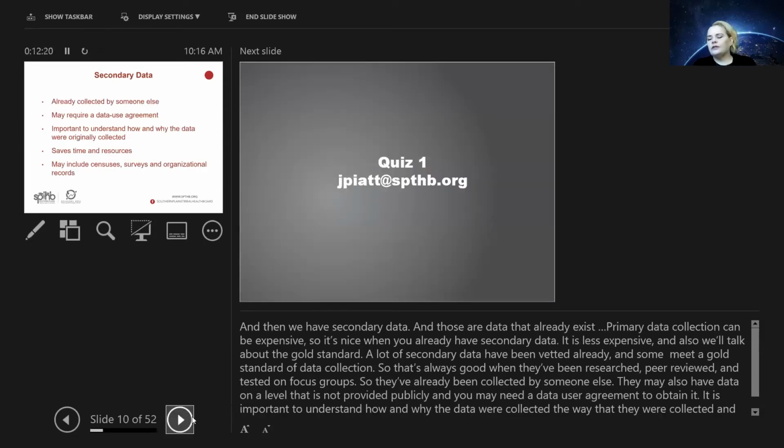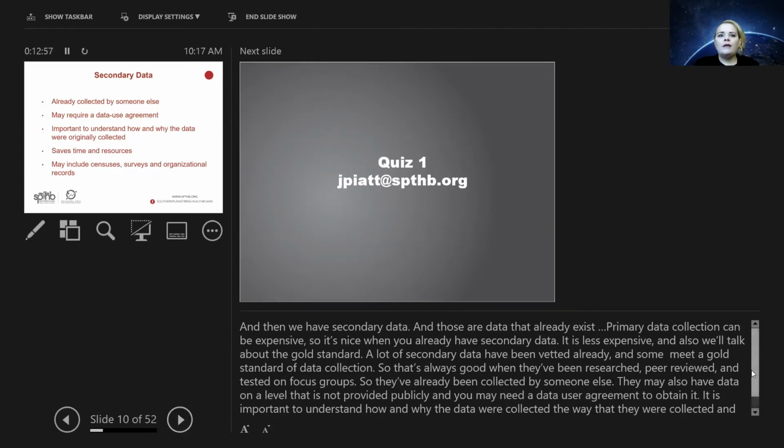And then we have secondary data. Those are data that already exist. Primary data collection can be expensive, so it's nice when you have secondary data. It's less expensive. And with secondary data, we're going to talk a little later, I know I keep saying that, but we will, about something called the gold standard. A lot of secondary data have been vetted already, and some meet a gold standard of data collection. So that's always good when they've been researched, peer-reviewed, and tested on focus groups. They've already been collected by someone else.